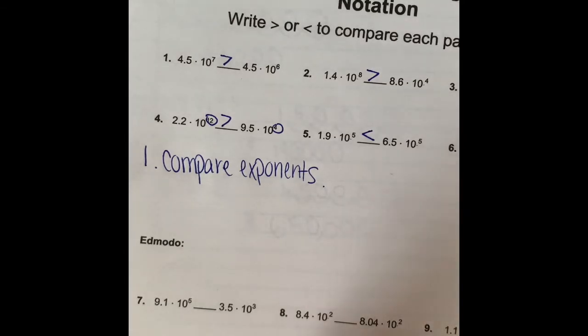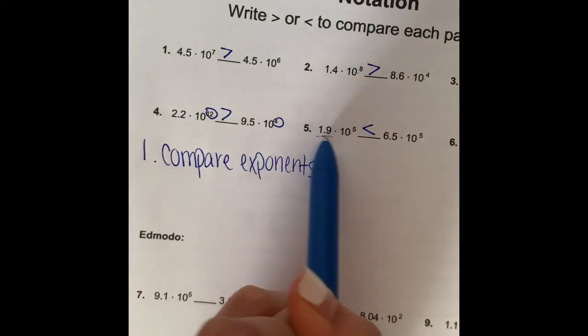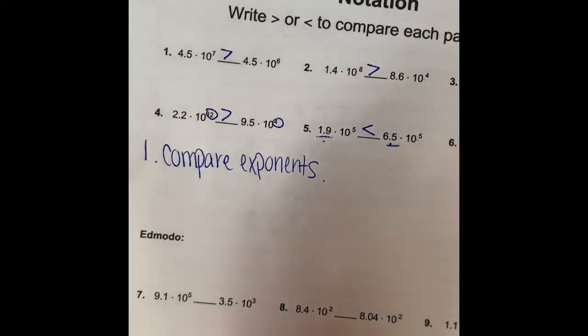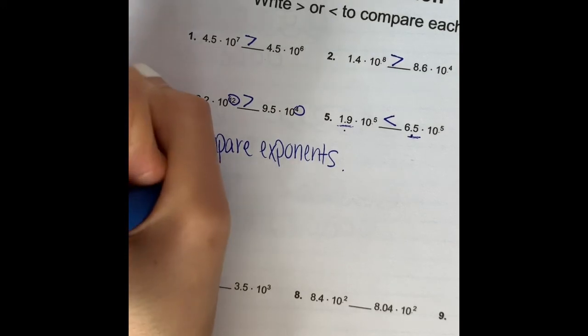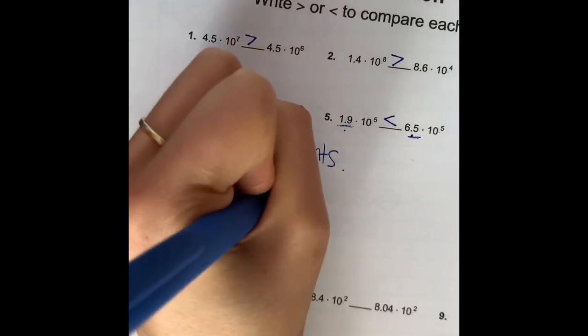So always first compare exponents. If one exponent is bigger than the other, that one's automatically going to be bigger. And then after we compare exponents, if they are the same, as we saw in number 5, all you have to do is look at these coefficients. 6.5 is bigger than 1.9. So 1, compare exponents. 2, look at coefficients.